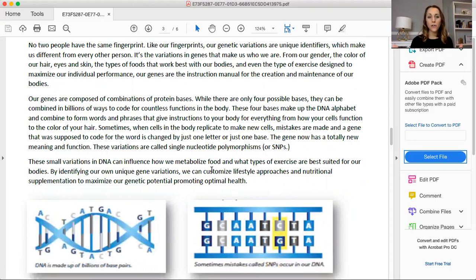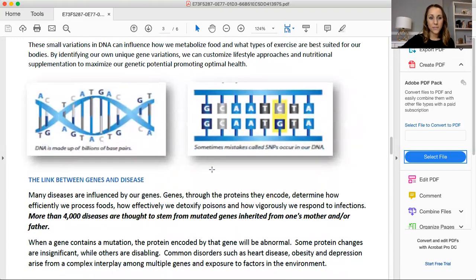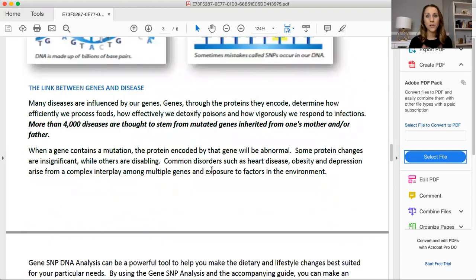And now this is called a single nucleotide polymorphism, or SNP. And so when we can understand our own unique gene variation, that's where we can truly customize lifestyle approaches, nutritional supplementation, and maximize our genetic potential. Research is showing that people who follow a genetic-based diet and lifestyle protocol are 2 times more likely to stick to that plan. So it is huge when it comes to truly making a lifestyle change.